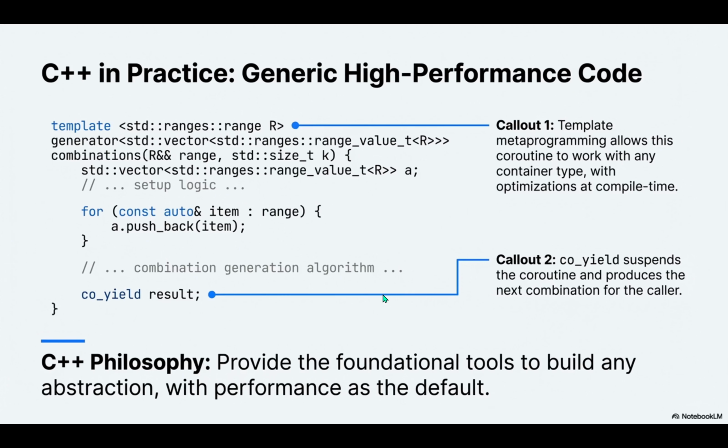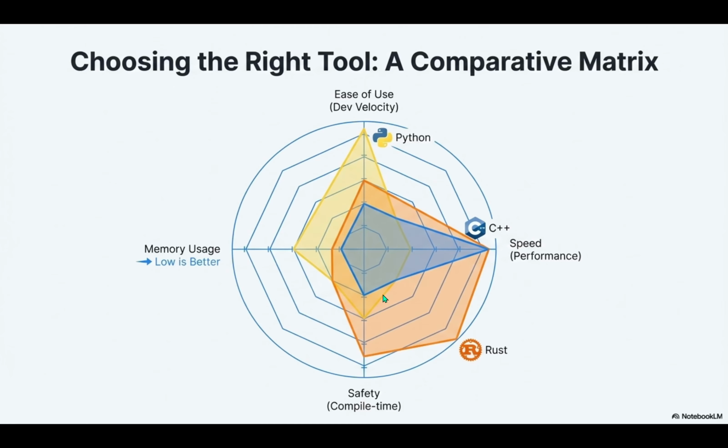Okay, that brings us to the comparison. We have simplicity, safety, and control. When we put these three side by side, what's the decision framework here? The sources really show a clear trade-off triangle. Python gives you the highest ease of use and developer velocity. It's fantastic for prototyping. The trade-off is higher memory usage, and it's generally slower. Right. Then there's Rust. Rust wins on safety, hands down, because of those compile time checks. And its speed is right up there with C++, but with very low memory usage. The downside is that it has the steepest learning curve.